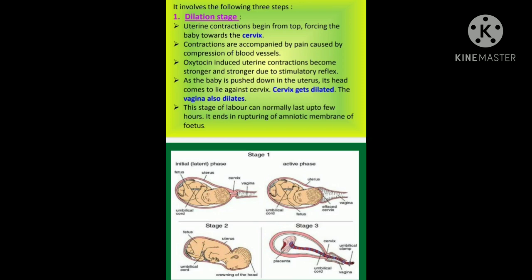stimulatory reflex. As the baby is pushed down in the uterus, its head comes to lie against the cervix. The cervix gets dilated. The vagina also shows similar dilation. This stage of labor can normally last up to a few hours. It ends in rupturing of the amniotic membrane of the fetus. This is all about the dilation stage.